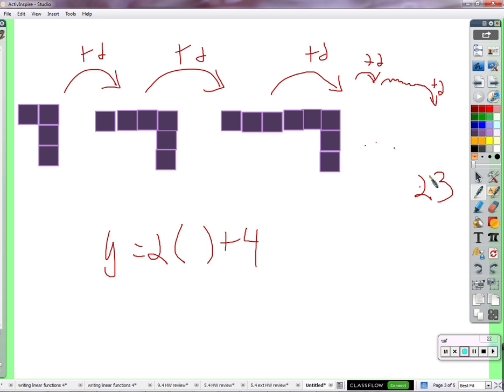To get to figure 23, we're going to have a 22. Because 22 is the number of steps it takes to get from figure 1 to figure 23. 22 steps to get from figure 1 to figure 23. And every time we go up one of those 22 steps, we add on two blocks. We add on a total of 44 blocks. We add on two 22 times, plus the four we started with. That gives us the number of blocks in the 23rd figure.